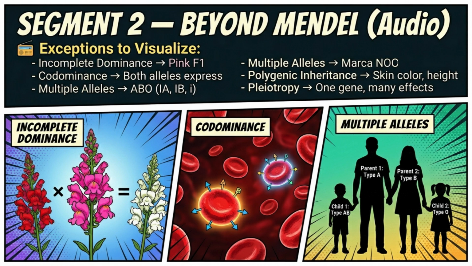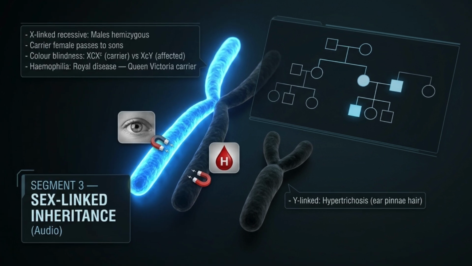The ABO blood group gene I has 3 alleles, IA, IB, and i. Each person carries only 2, but the population has 3. IA and IB are codominant. Both dominate over i. And then there's polygenic inheritance, traits controlled by multiple genes, like skin color, height, and intelligence. These show a continuous range, a bell curve, in populations. No clear dominant-recessive relationship.